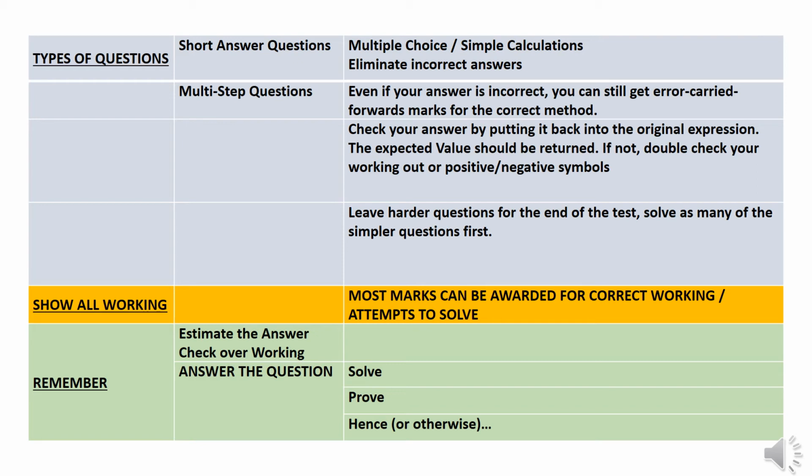Go over each question and try and solve them again without looking at what you solved it as. And if you get a different answer, then double check over your working, make sure you haven't made a mistake again. And finally, make sure that you're answering the correct question. If the question is asking you to solve or to prove something, or hence or otherwise solve this statement, the final point is relevant in multi-step questions where you might need to use your previous answer in order to get the new answer.